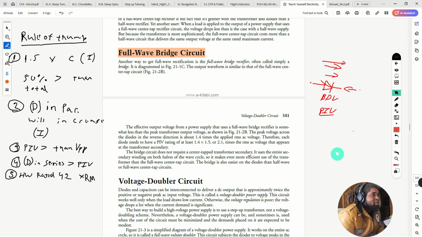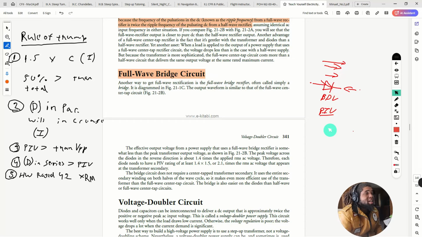The bridge circuit does not require a center tap on the secondary. It uses the entire secondary winding on both halves of the wave cycle, so it makes even more efficient use of the transformer than the full wave tapped. The bridge rectifier also is easier on the diodes than the half wave rectifier. There are some points I want to make about that.